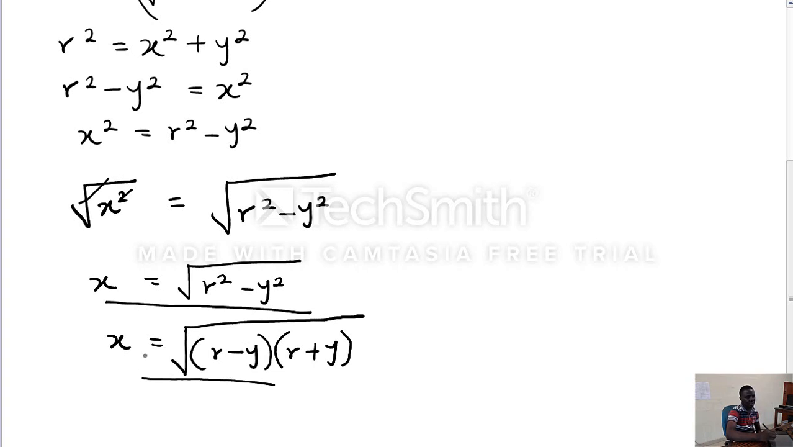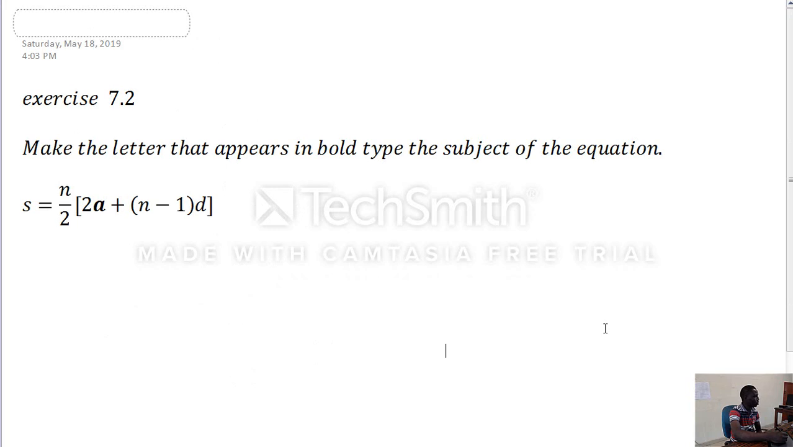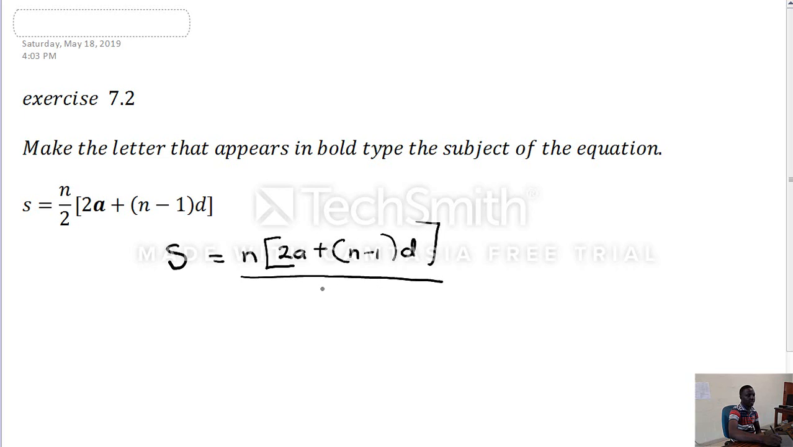Both are still the same. Next is a simple sum of an AP, the equation for the sum of an AP, and we are asked to make a the subject of the formula. This equation can still be simplified or written as S is equal to n into bracket 2a plus bracket n minus 1 d, all divided by 2. When you simplify it this way, it becomes clear what to do next.